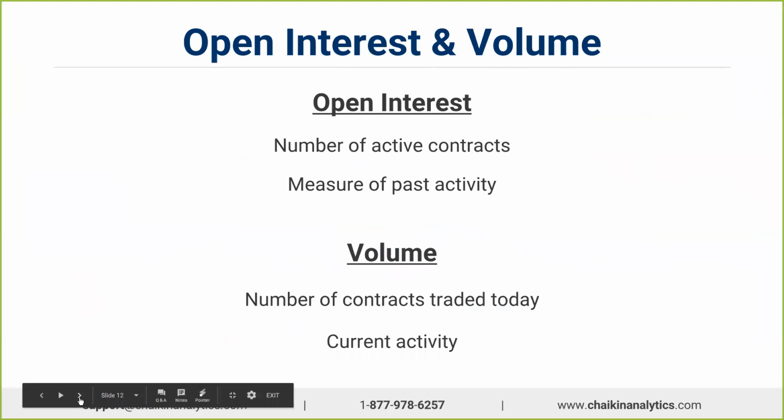Let's talk about open interest and volume. First, open interest is a measure of previous activity. It tells us how many contracts have already exchanged hands, how many active contracts are out there, how many people have bought and sold contracts since this contract has existed. Volume refers to what has happened today, its current activity. How many contracts have changed hands today?